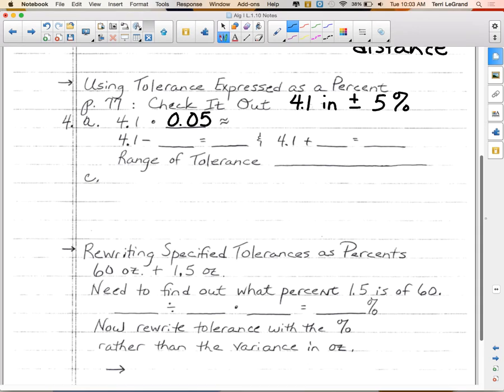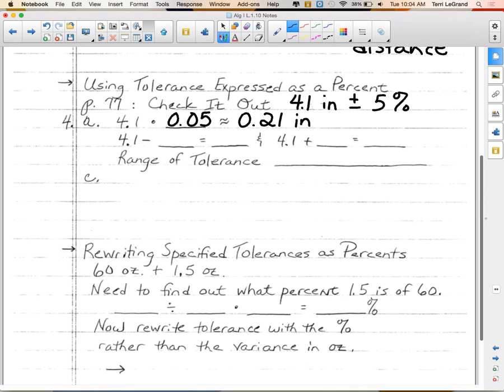So 5% of 4 1/10 inches is approximately what? To the nearest hundredth, what do you get? 0.21? Do you agree with them? Benton doesn't. Okay, what did you get? Okay, so 0.21, 21 hundredths, everybody else does agree though? Okay, so 5% of 4 1/10 inches. So we're just saying right here that they're going to allow a tolerance of approximately 21 hundredths of an inch.